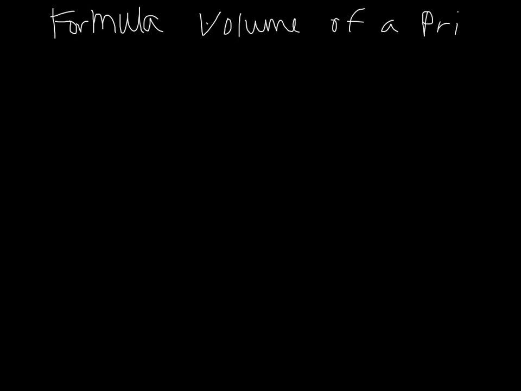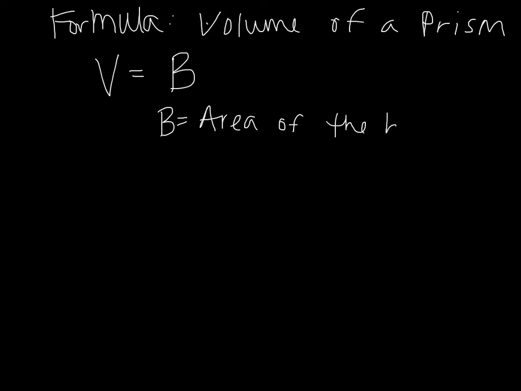Okay, so our formula for volume of a prism, let's make this a big deal, okay, guys? Make it big because you're going to be referring to this a lot. Volume equals capital B. We have to remember that capital B means area of the base times the height of the object.